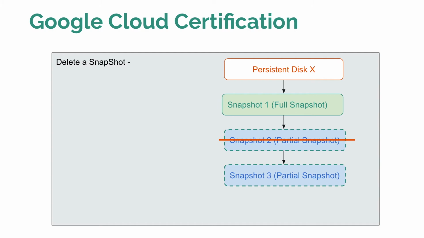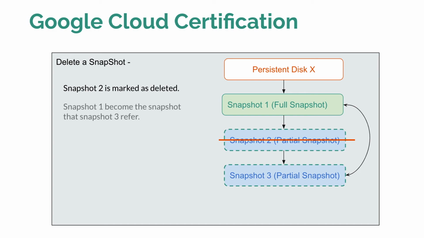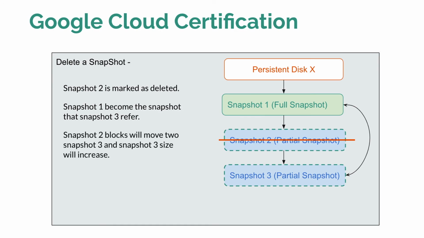In that case, Google automatically configures snapshot 1 as a reference to snapshot 3. You don't need to do anything. Google will remove snapshot 2 and reconfigure snapshot 1 with snapshot 3. In that process, Google does these activities. First, it marks snapshot 2 as deleted. Second, snapshot 1 becomes the reference point of snapshot 3. Third, snapshot 2 blocks are moved to snapshot 3 and snapshot 3 size will increase.